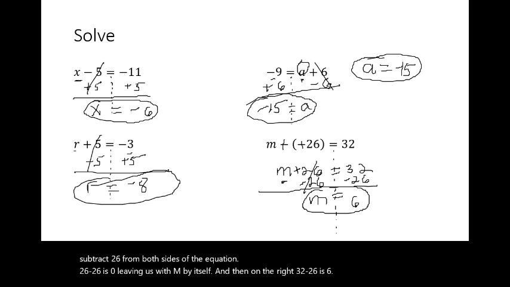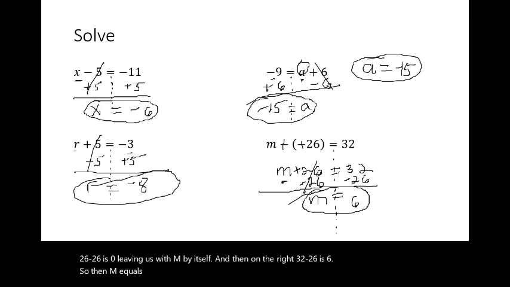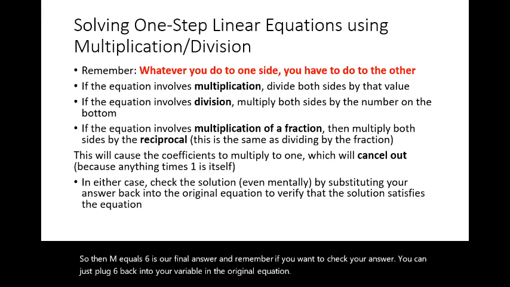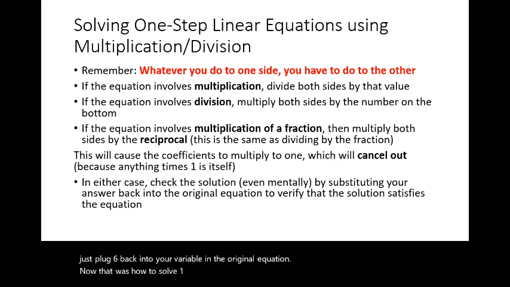So then m equals 6 is our final answer. And remember, if you want to check your answer, you can just plug 6 back into your variable in the original equation. Now that was how to solve one-step equations that have addition and subtraction.